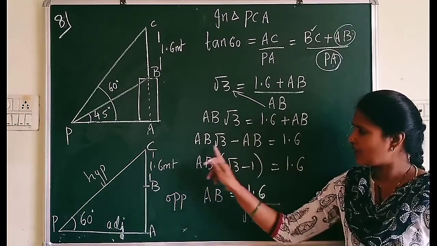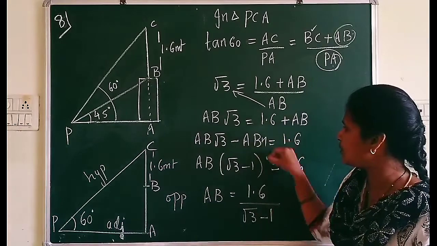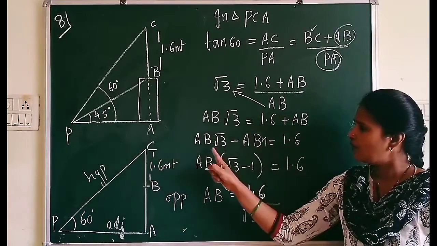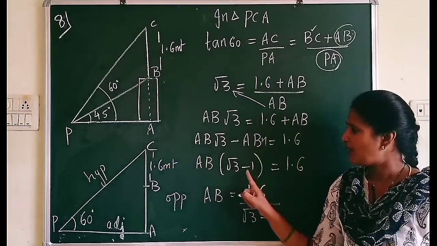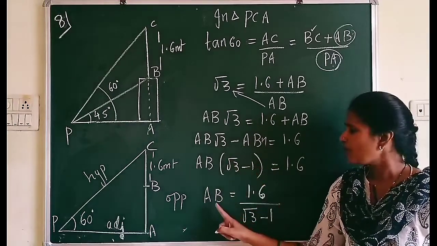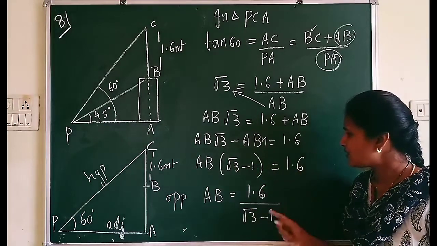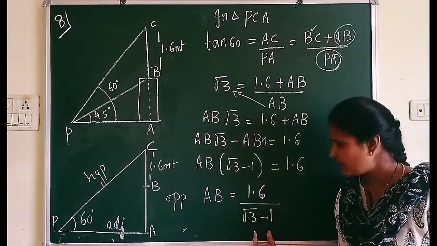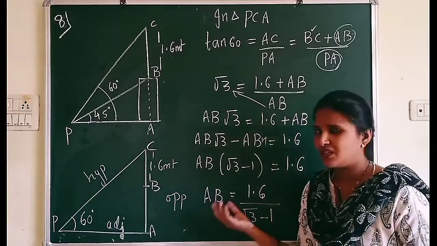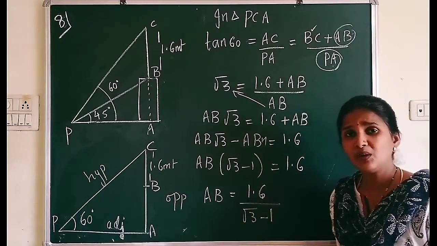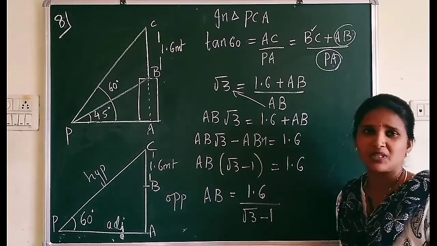Bring AB to the other side, that becomes AB root 3 minus AB equals 1.6. AB into, take AB common here; nothing is there means it is understood as 1. So AB into, if you take AB common, in this term root 3 is remaining, minus 1 is remaining. So AB equals 1.6, and this full term comes in the denominator, root 3 minus 1. Now I got the value of AB, this only I should find. So should I conclude, or should I do something still?